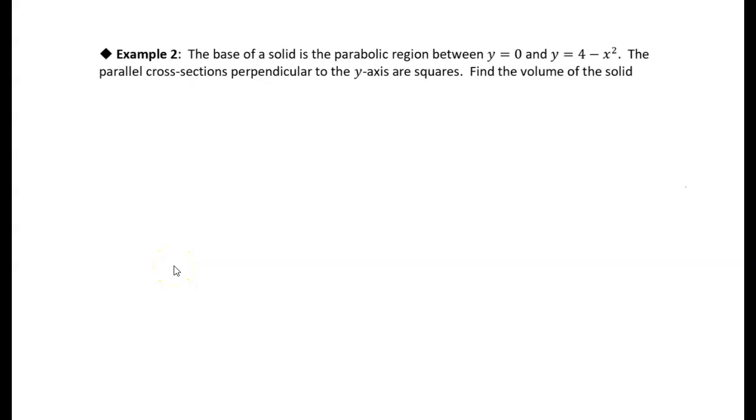So I just have one more example here before the discussion questions. In this example, the base of the solid is a parabolic region between y equals 0 and y equals 4 minus x squared. Okay, so that's our base. In this case, the parallel cross sections are perpendicular to the y-axis, and they're squares. Okay, and we want to find the volume of the solid. Looks like I'm missing a period there.